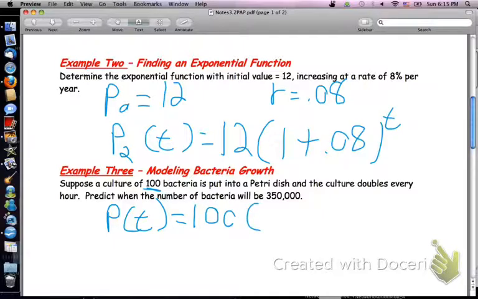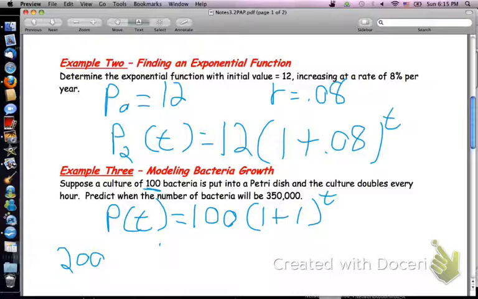And doubling every hour. So if it's doubling every hour, what rate could we put? Well, if you think about it, if after 1 hour, how would we double the 100 population? It would be 200. So to get from 100 to 200, we have to multiply it by 2. And since t is 1, then we want our 1 plus rate to equal 2. So our rate in this case is just going to be 1. So this would be our equation.